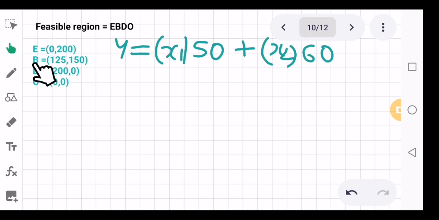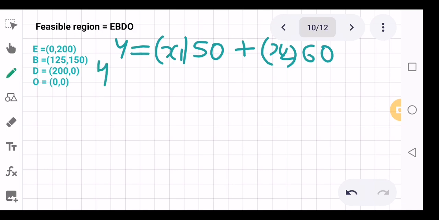If you take the point B, compared to E, D and O, B is the best point. If you take x1 as 125 and x2 as 150, then your profit would be the maximum when compared to E, D and O. That's why you will have to choose this. So your answer would be x1 equal to 125 and x2 equal to 150. So now we need to solve this.